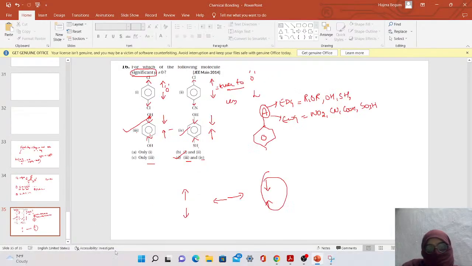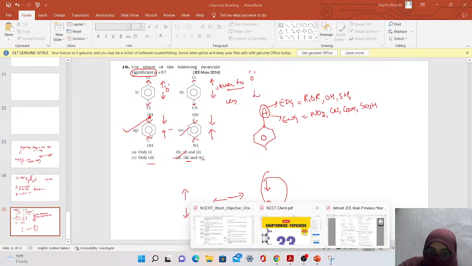I hope you got this. Still, if you're not getting it, leave it. This part somewhat belongs to organic chemistry, so if you're getting it, it's okay. If you're not getting it, no problem, because this part is somewhat related to organic chemistry. I hope you got the questions which we have discussed today.